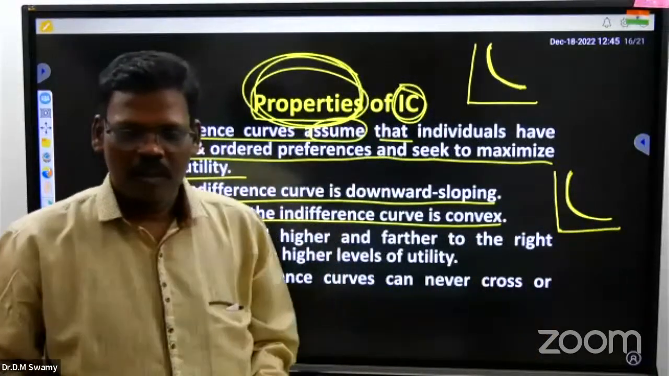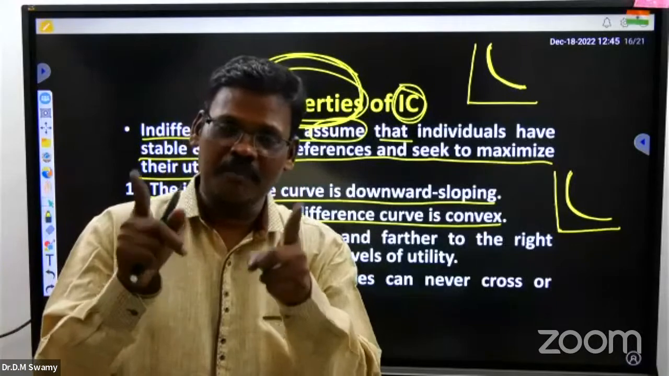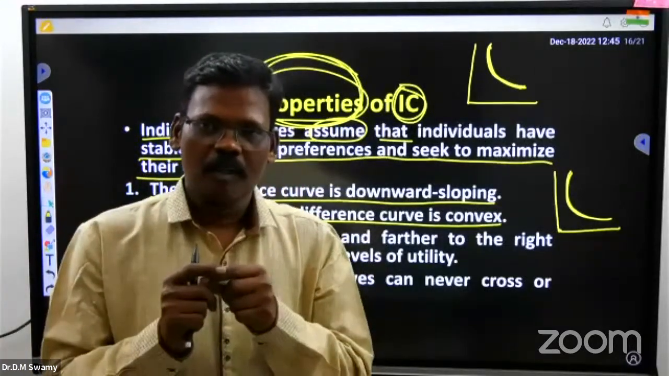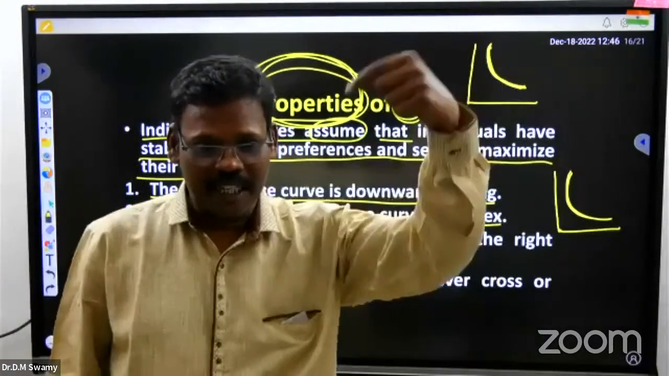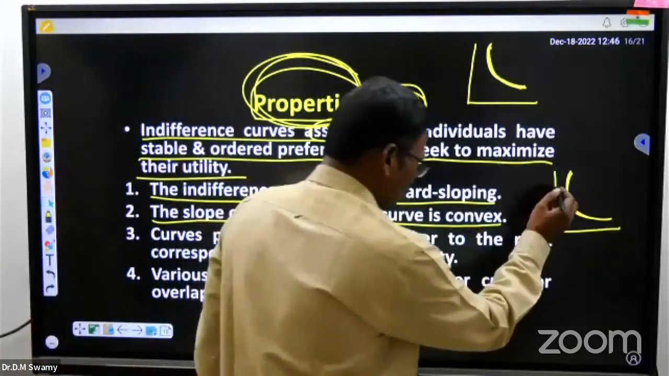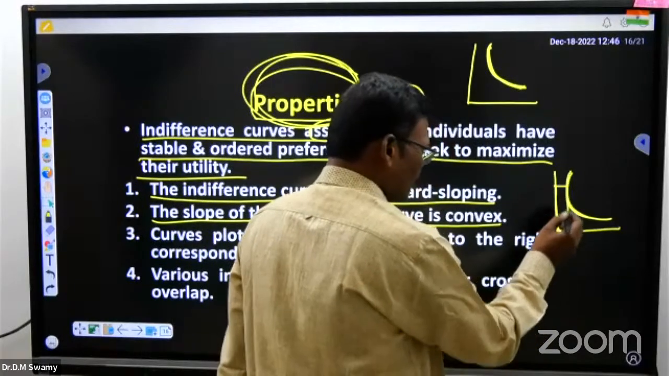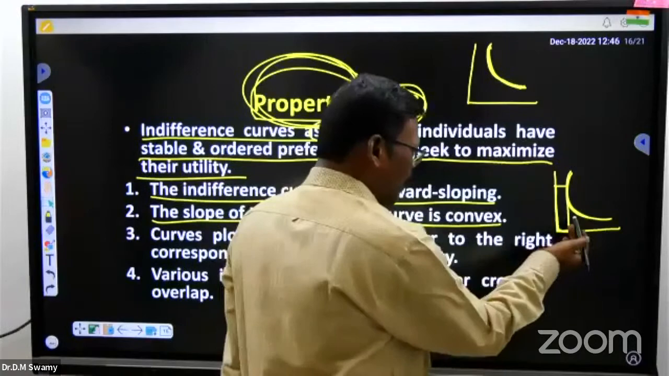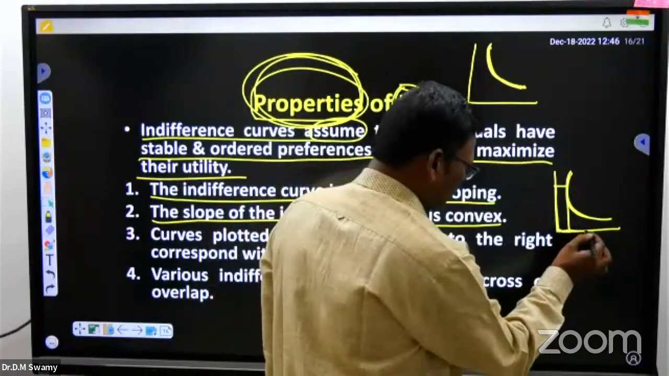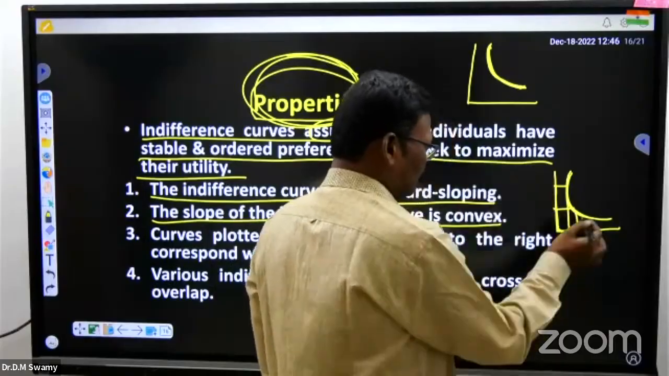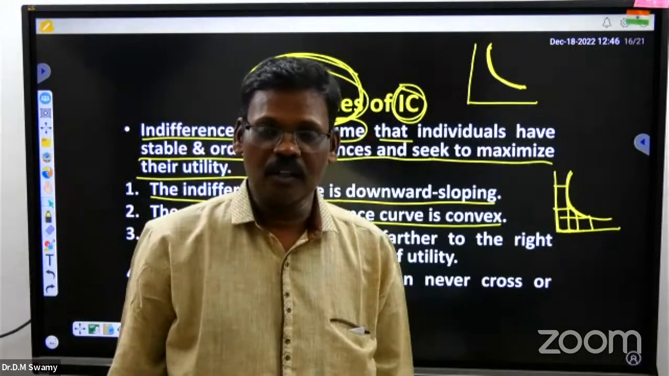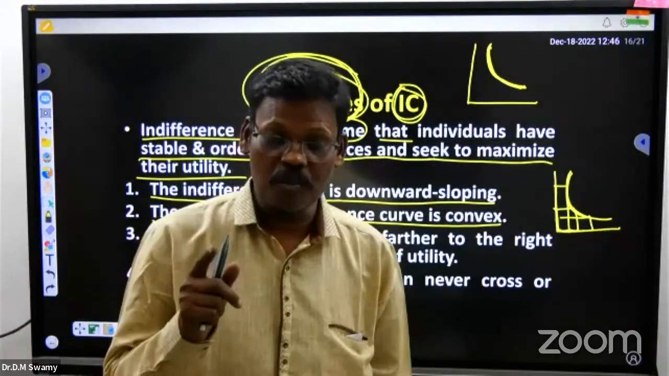Because if we want to get the same level of satisfaction, when we increase one commodity, we definitely have to decrease another commodity. Suppose we are using this combination of A and B, and we are getting some utility. If the consumer wants to increase this commodity, he automatically has to decrease the other one. Then only will the consumer get the same level of satisfaction.